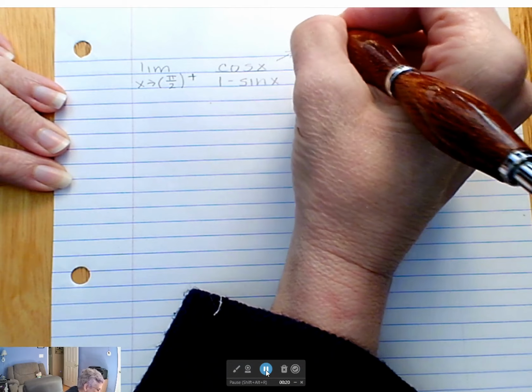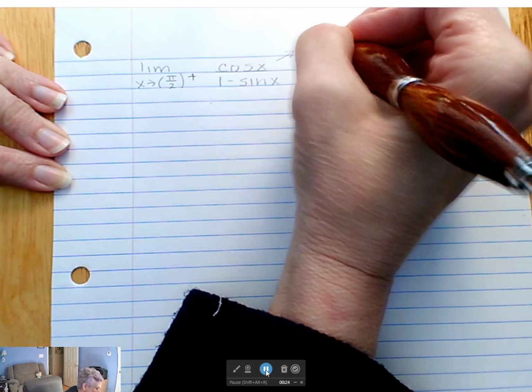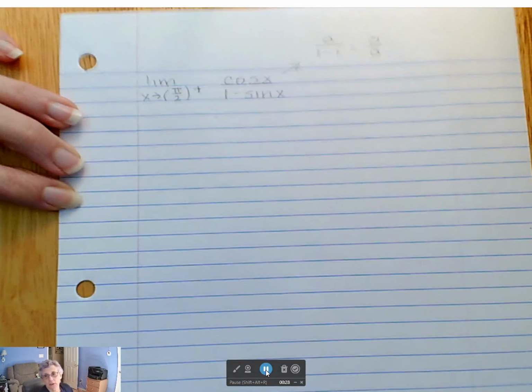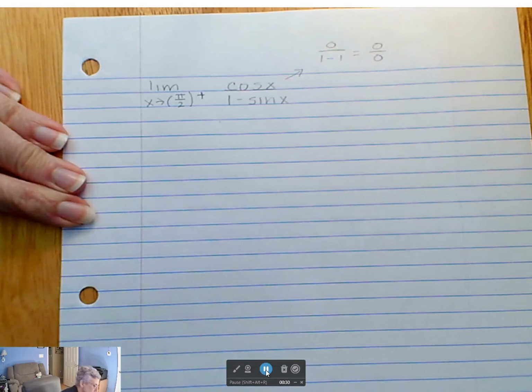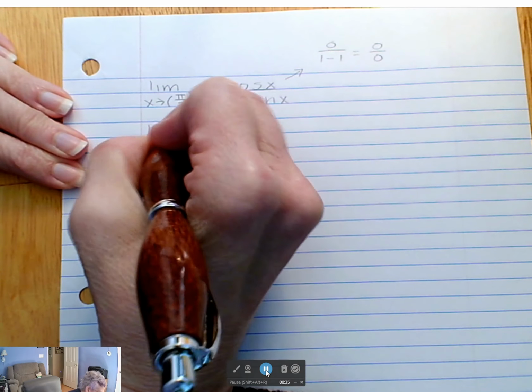Cosine of pi halves is equal to 0. Sine of pi halves is 1. So I do indeed have an indeterminate form. So I'll take the derivative of the numerator and the derivative of the denominator.